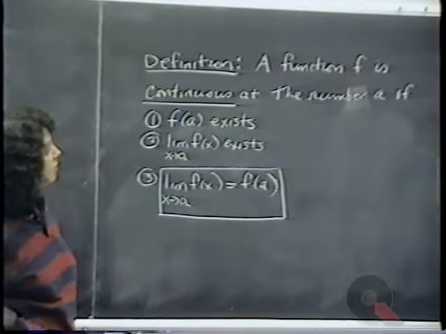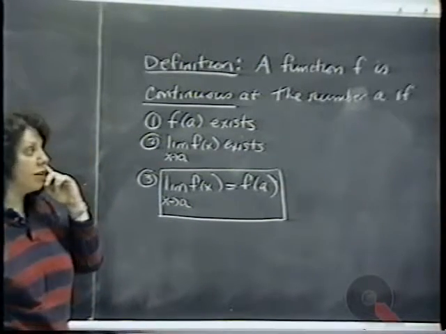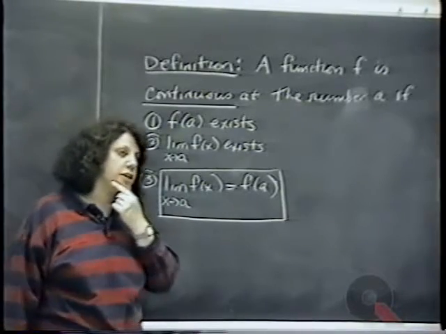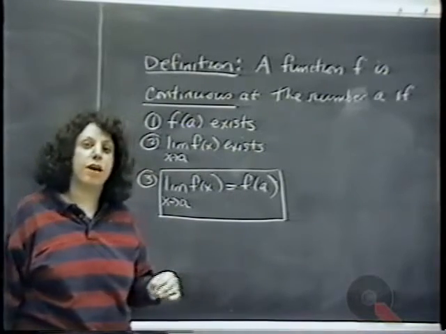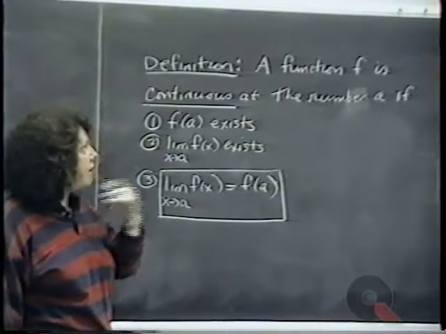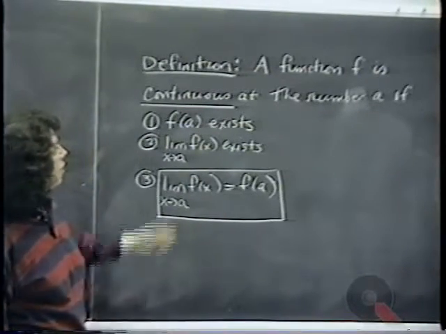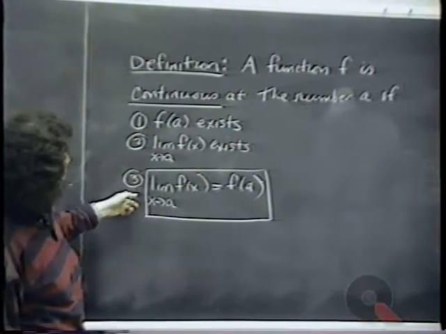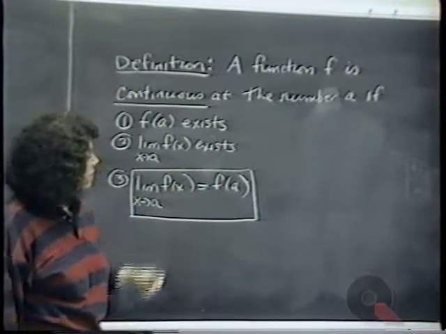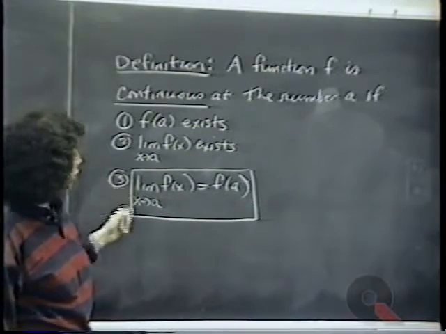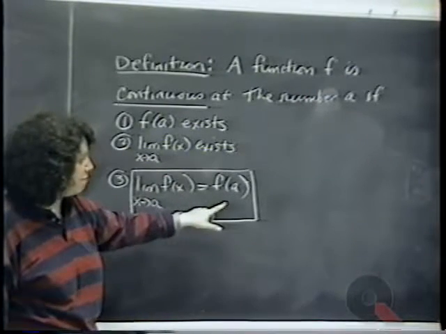Now, we have been thus far using this definition to determine whether or not a function was continuous at a particular number. Let's consider it the other way. Suppose I knew that a function was continuous, say throughout its domain or on certain intervals. If I knew a function were continuous at, say, a certain number a, then, of course, this definition would hold. In particular, part 3 would hold. If part 3 holds, what does that say? It tells me the limit of f of x as x approaches a is f of a.